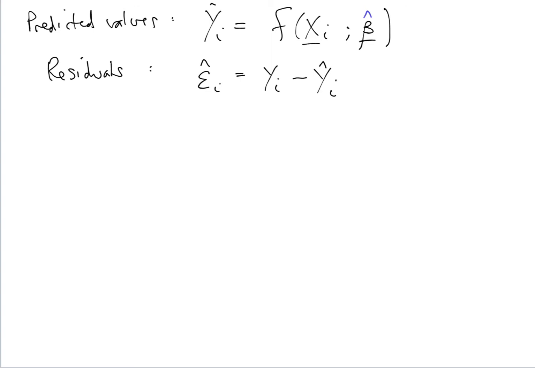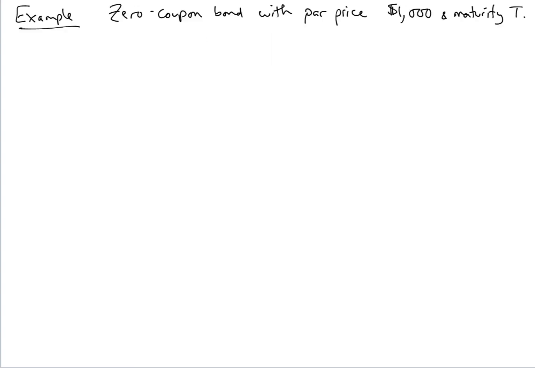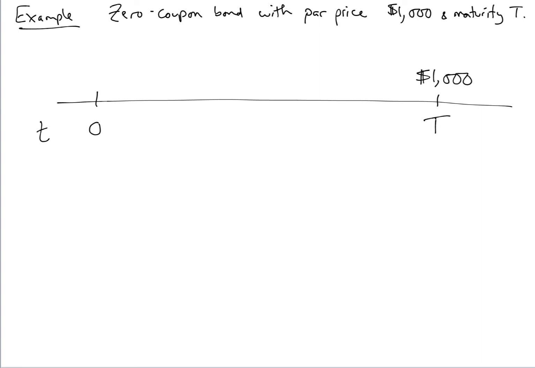And a natural example is one in the context of bonds. Let's consider the example of a zero coupon bond. And so suppose we have a zero coupon bond with par price $1,000 and maturity capital T. What this means is on a timeline, if we're standing here at, say, time 0, at later time, capital T, this bond will pay $1,000. And so that's what it means by par price. So it's a bond that has exactly one cash flow in the future.